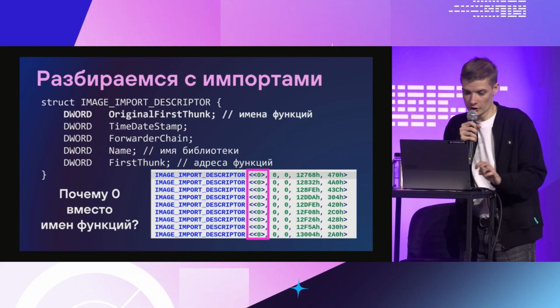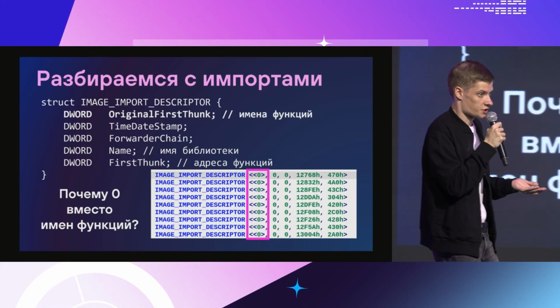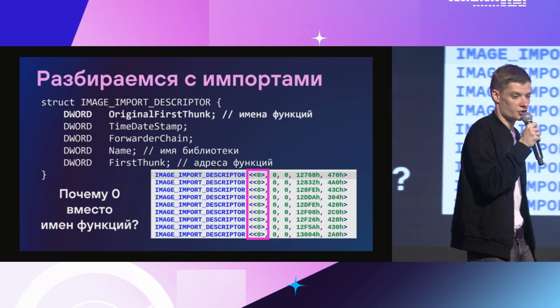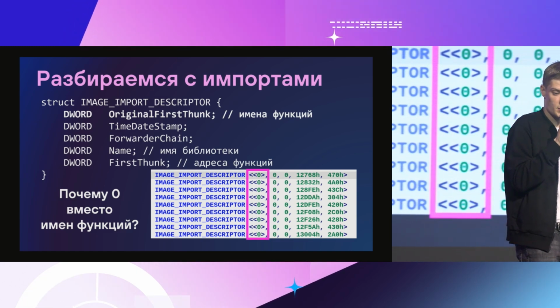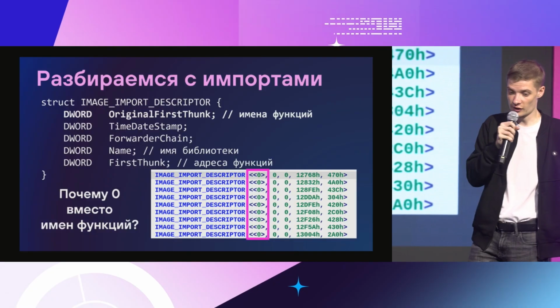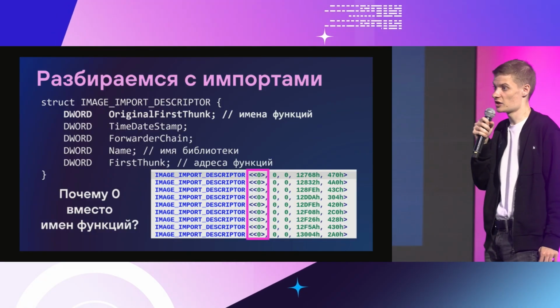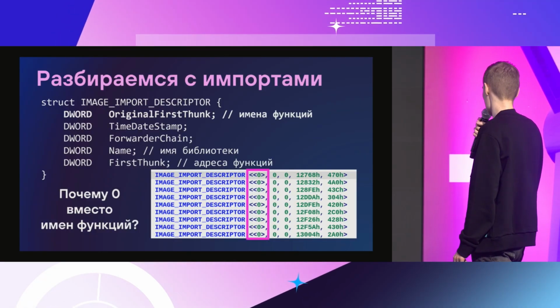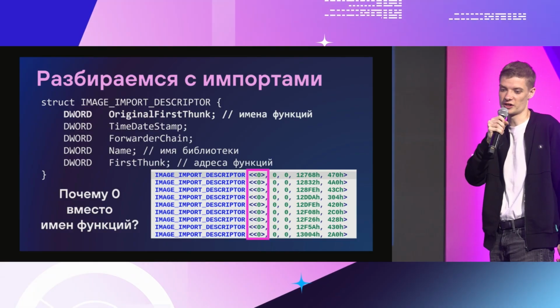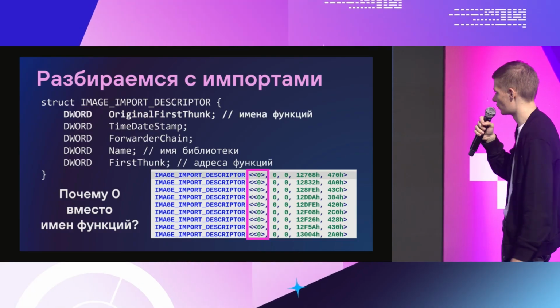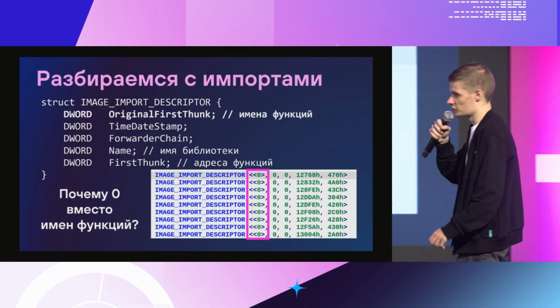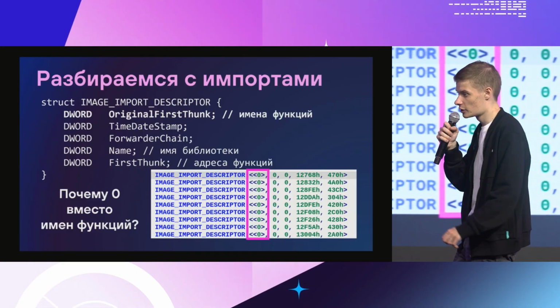If we look at the structure of the import descriptor, we can see that its first field, original first thunk, will show the names of imported functions. But in our case, for some reason, instead of information about the names, we have zeros. There is a question why.